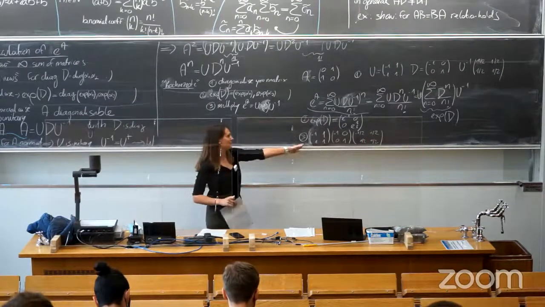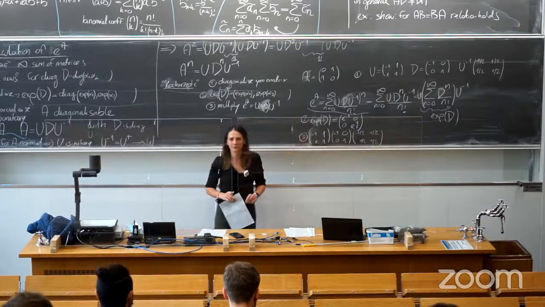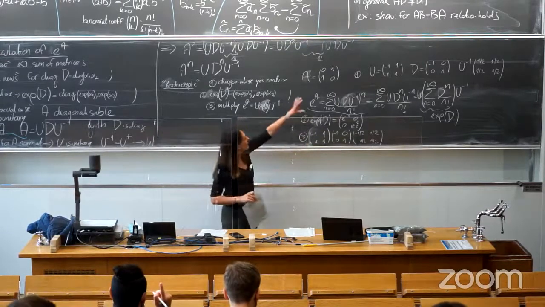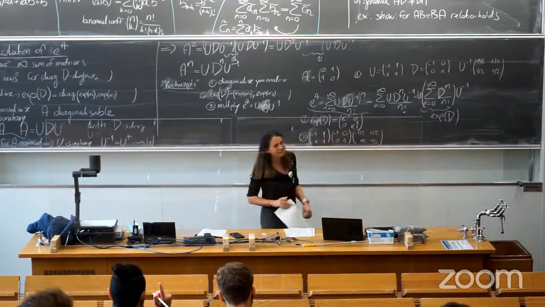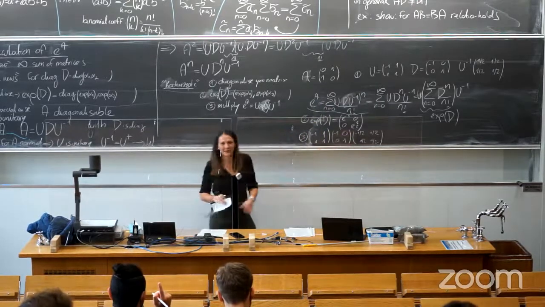And this you can do within one minute. So the big part is diagonalizing the matrix, which for 2 by 2 is okay, but for bigger matrices it gets impossible. Yes?